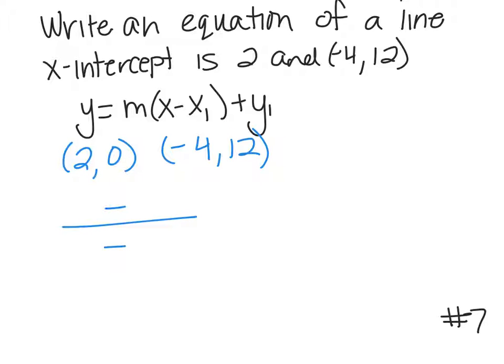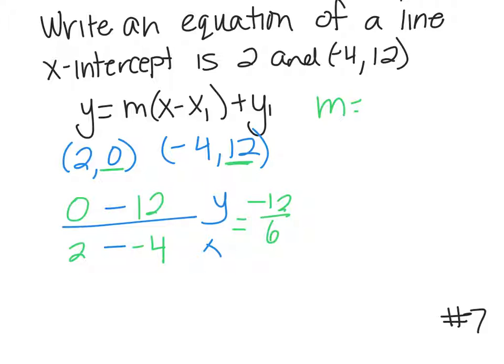Slope starts with a change in y's over the change in x's. So I'm going to underline my y's because they go on the top, and I'm going to write them in order. 0, 12. Then the x's go on the bottom, 2, negative 4. So when I do that, I get negative 12 over 6, and I get a slope of negative 2.